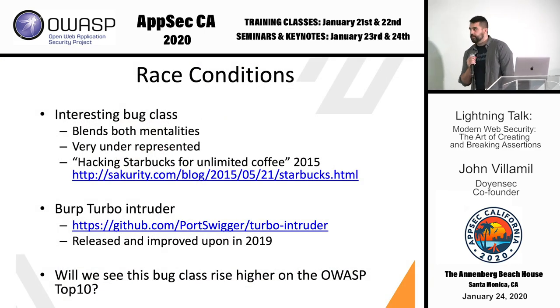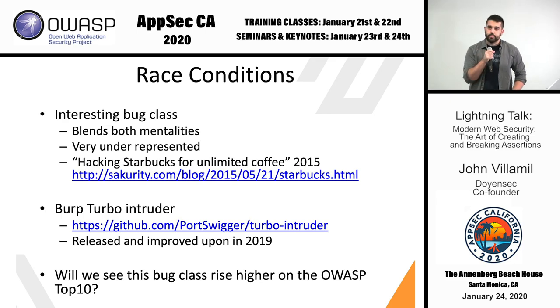Race conditions are interesting. I think it's a nice mix of assertion and injection. I predict we will see the same shift that we saw in injection bugs going from A6 to A1. I predict we'll see the same thing in race conditions. Because of that, in 2009, Burp Turbo Intruder came out. That's a great tool. It does to race conditions what the scanner did to SQL injection bugs. It makes it very easy, has a nice GUI. It makes it easy to try to take advantage of these bugs.